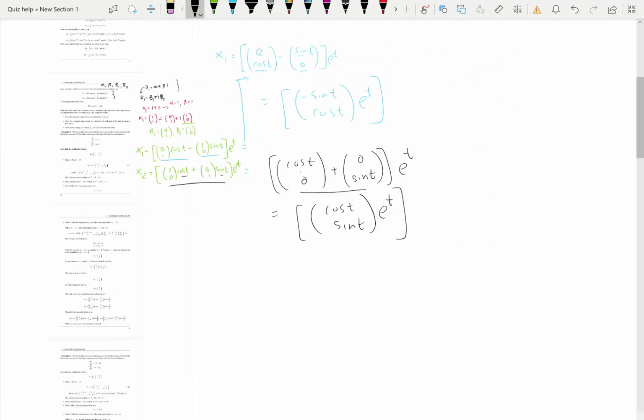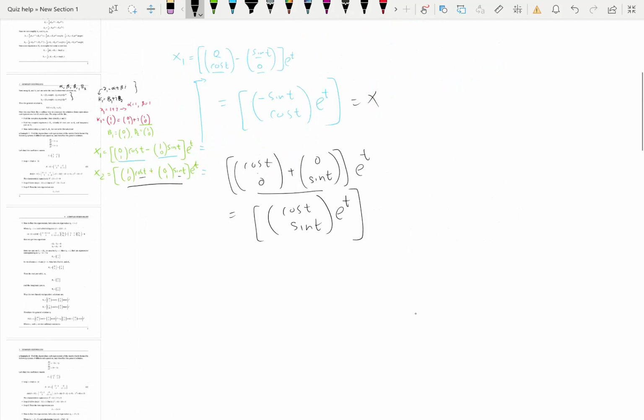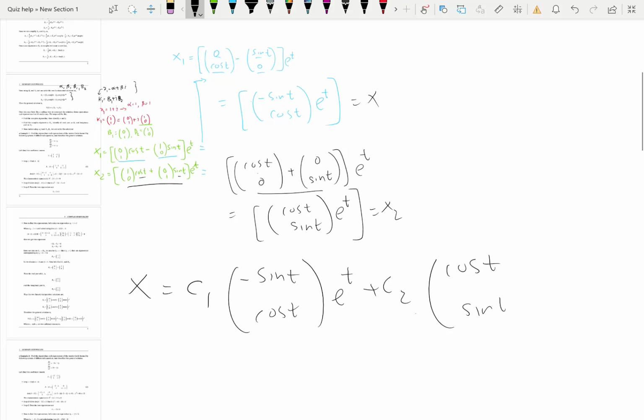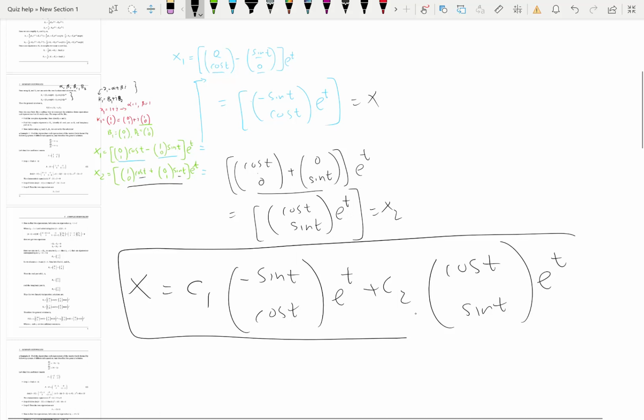Now we can use these simpler versions of x1 and x2 and rewrite the general solution. So x is c1 times (negative sine t, cosine t) e to the t, plus c2 times (cosine t, sine t) e to the t. So this is the general solution for the differential equation. So that is how you write it.